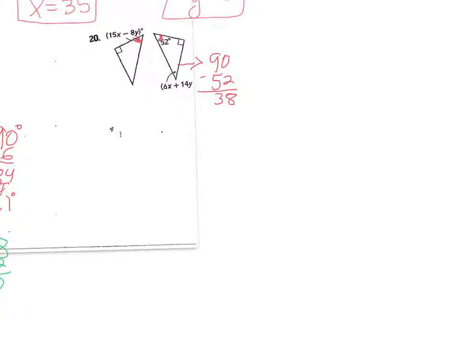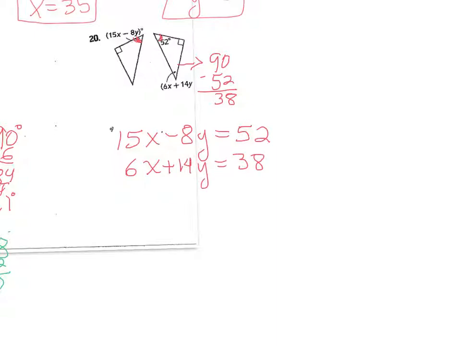What you need to do is write 15x minus 8y equals 52. The second equation should be 6x plus 14y equals 38. And then in Algebra 1, and that's the reason why you need to go through Algebra 1 before you come to geometry, is because you need to know the elimination method.